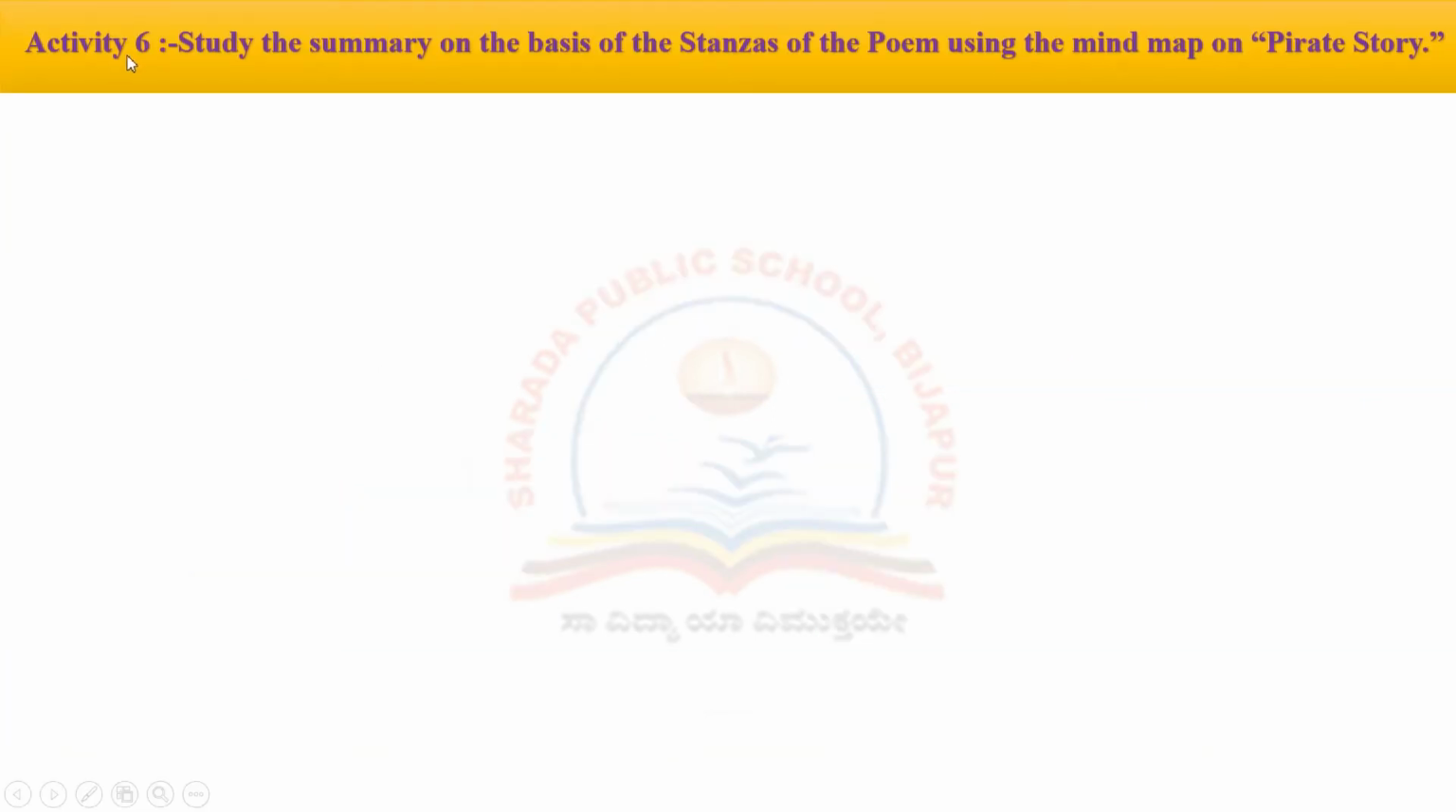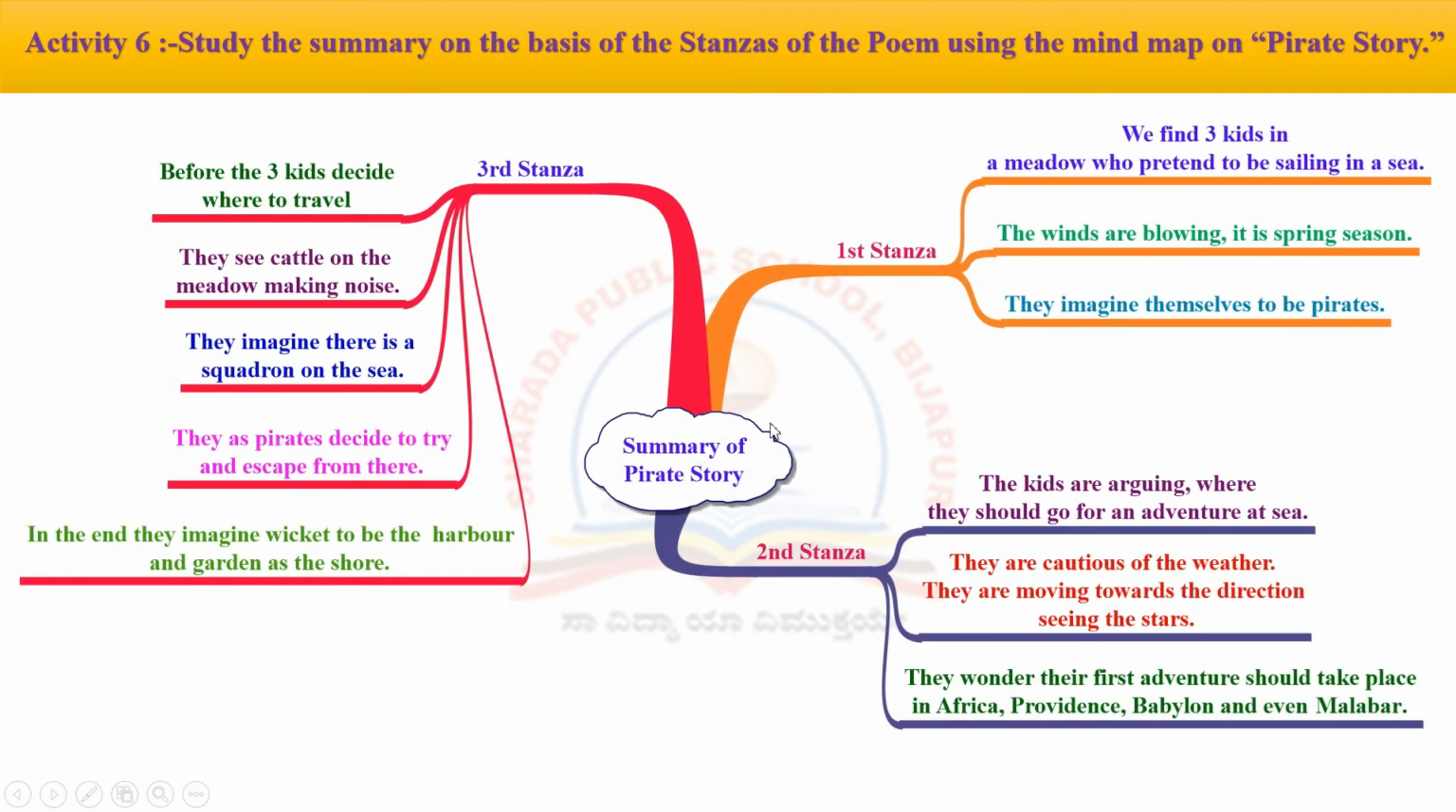Activity 6. Study the summary on the basis of the stanzas of the poem using the mind map on Pirate Story. Summary of the Pirate Story. First stanza. We find three kids in a meadow who pretend to be sailing in a sea. The winds are blowing. It is spring season. They imagine themselves to be pirates.